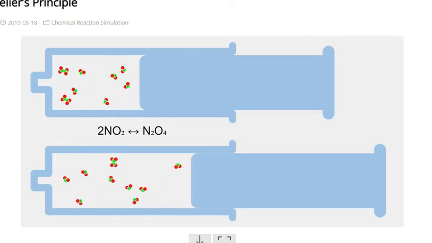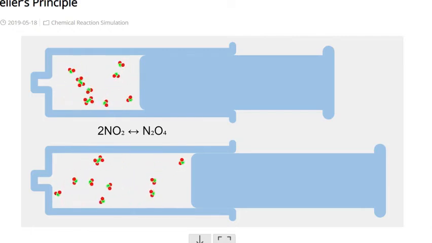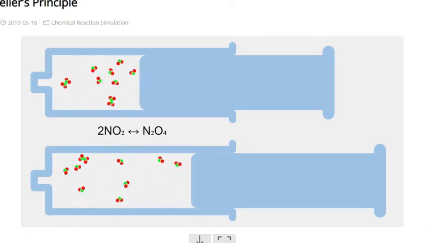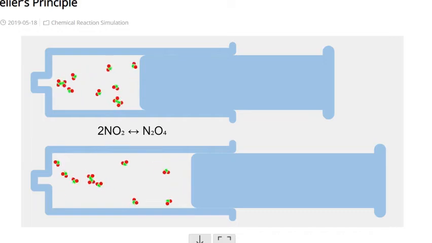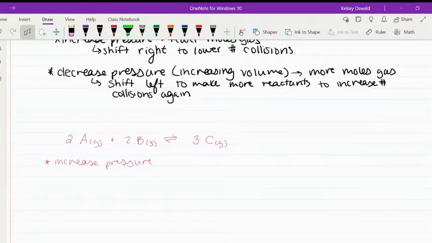So a big idea when you're looking at pressure in Le Chatelier, look to see what side has more moles of gas versus what side has fewer moles of gas. So we have this equilibrium system where we have 2 moles of A, which is a gas, plus 2 moles of B, which is a solid, in equilibrium with 3 moles of C as a gas.